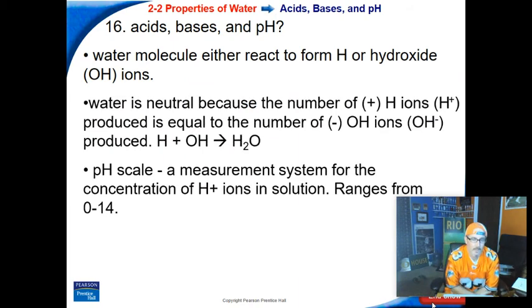Okay, pH scale, a measurement system for the concentration of hydrogen ions in solution, and it ranges from 0 to 14. Technically, it ranges from 0.0000001 to 13.9999999. Okay, there really is no zero pH.